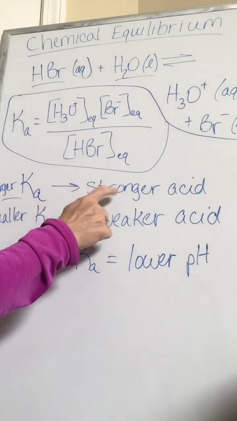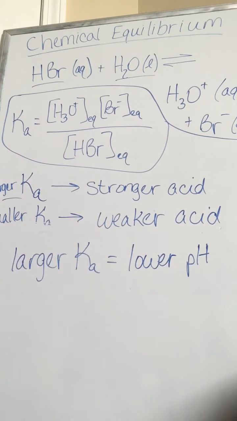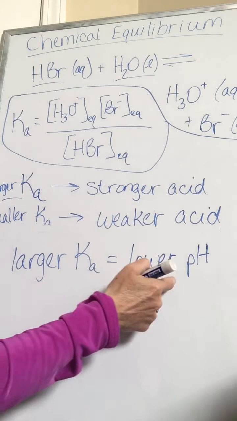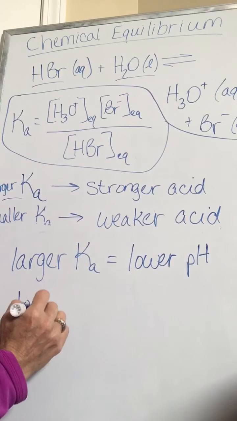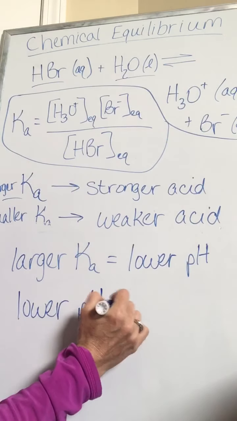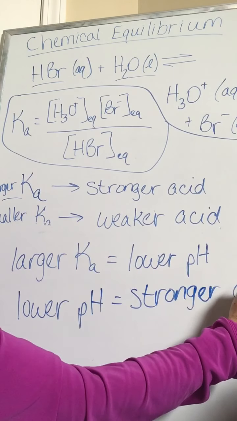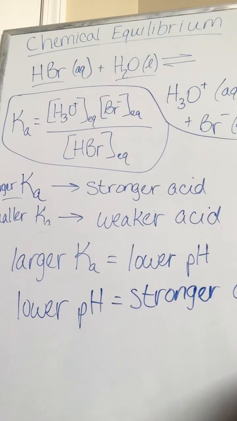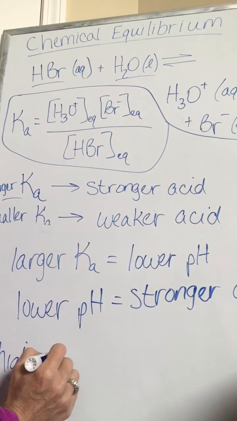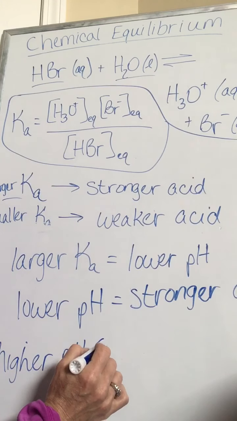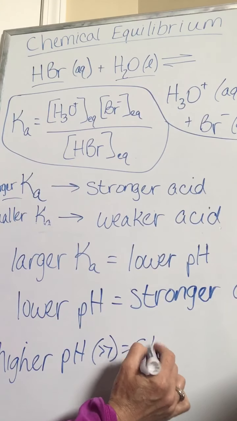So a larger Ka means a stronger acid. A smaller Ka means a weaker acid. And so a larger Ka also means it's a lower pH. The lower pH equals a stronger acid. Okay, and so as I'm talking to you about the relationship with the pH and acid, it's the opposite with the base. So a higher pH, when it's above 7, means a stronger base.